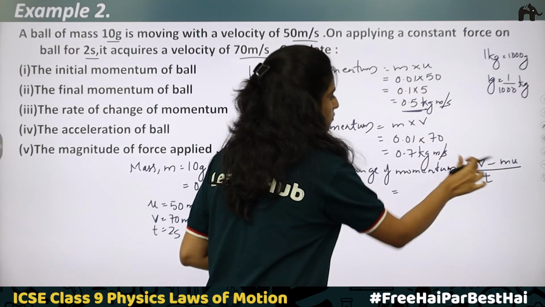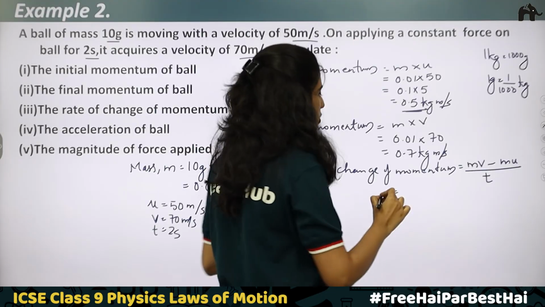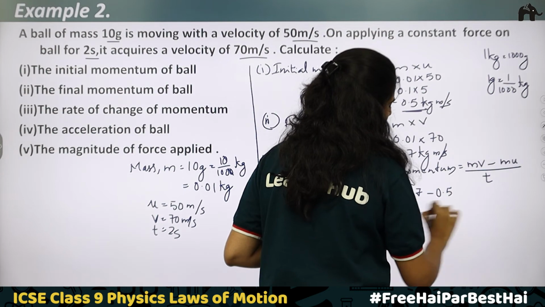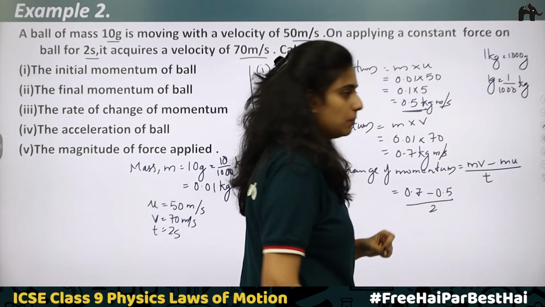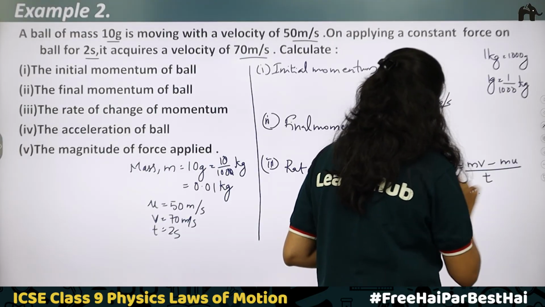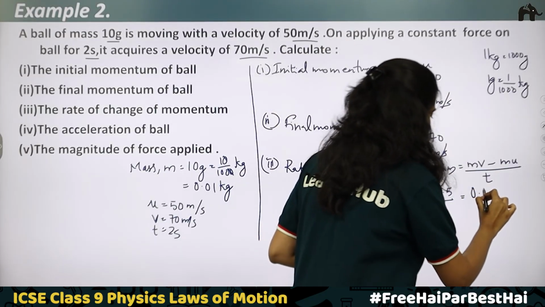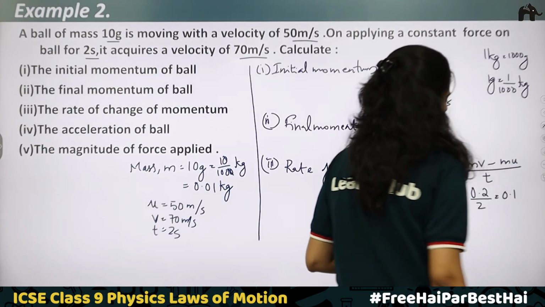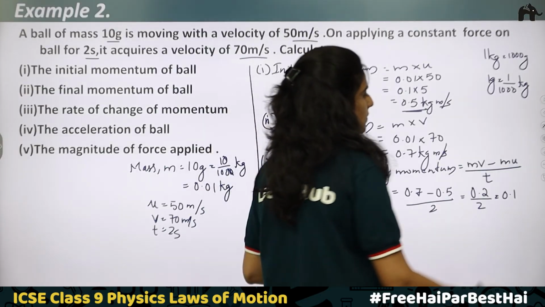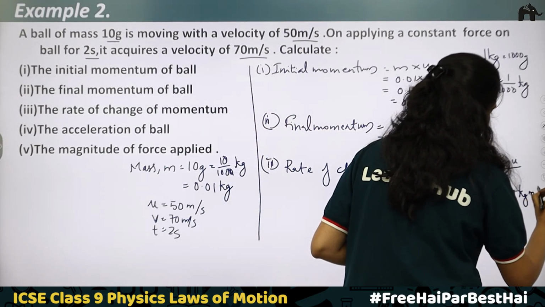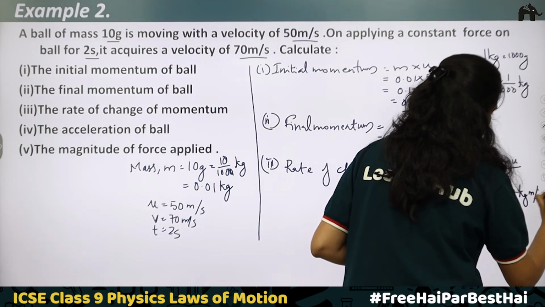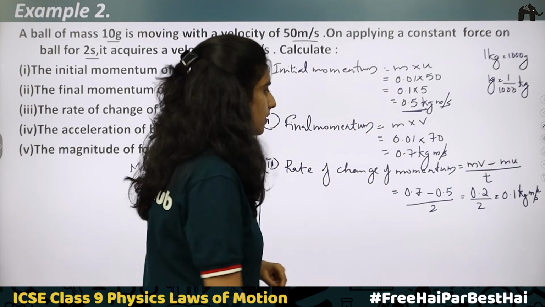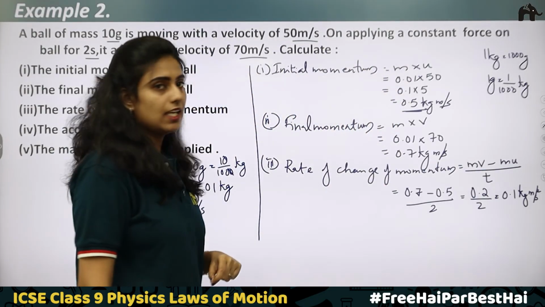Okay. We know what mv is. What is the final momentum? Final momentum is 0.7. What about initial momentum? Initial momentum is 0.5. Time taken 2 seconds. Divided by 2. 0.7 minus 0.5 is 0.2. Divided by 2, which is equal to 0.1. Okay. Kilogram meter per second square.